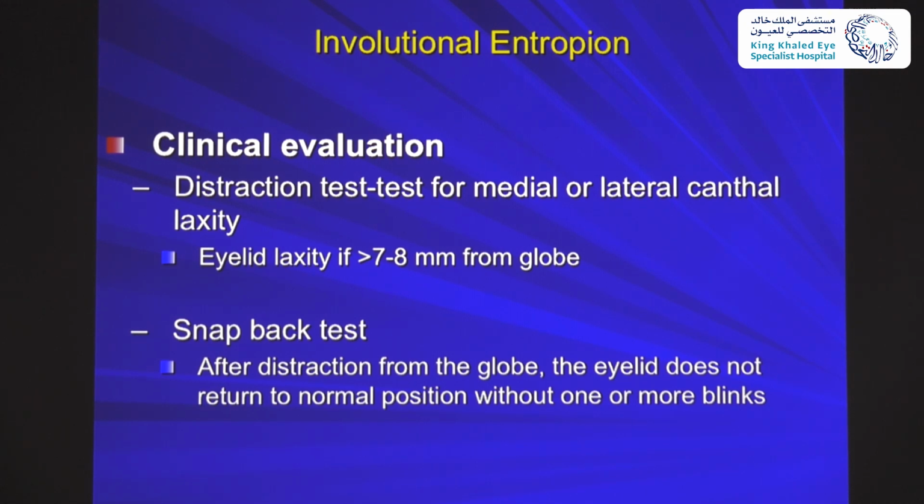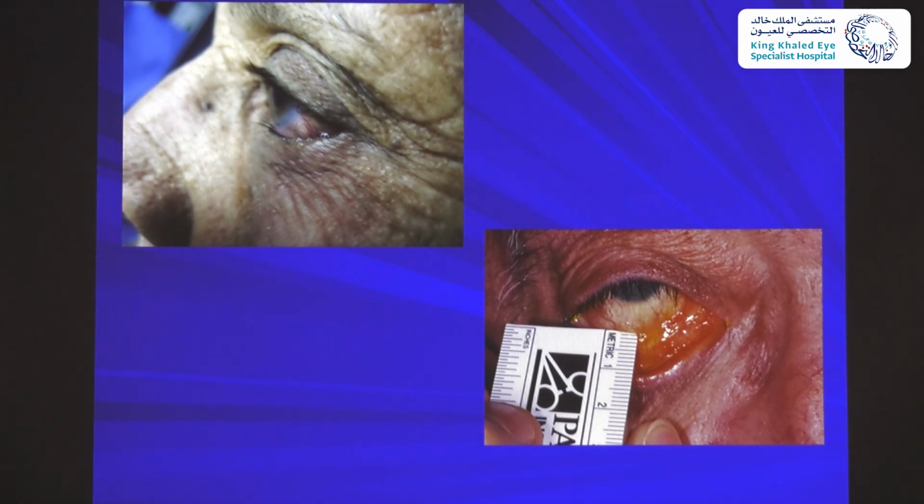So what you do, you distract the eyelid. If it goes back immediately, that means no laxity. If it goes with blinking, that means there is moderate laxity. But if it doesn't go even with the blinking, that is very severe laxity. And this is what we call distraction. You see how much the eyelid is distracted from the eyeball, and you measure that.